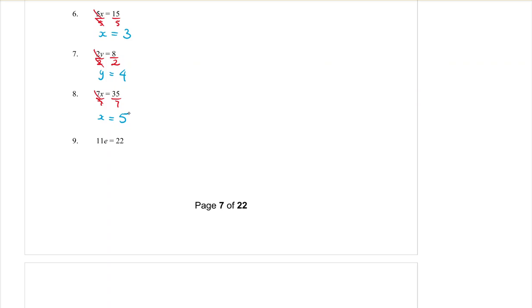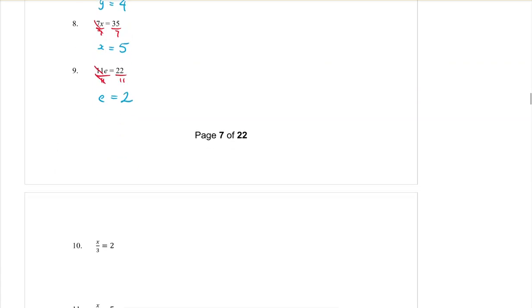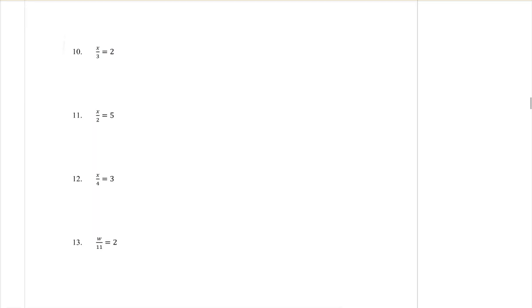11e equals 22, so that's multiplying. We want to divide by 11. Cancel the 11's off. E is equal to 22 divided by 11 is 2. All right, finally, question 10, we get to the divides. Because here, see the fraction? A fraction means divide. You're dividing by 3.